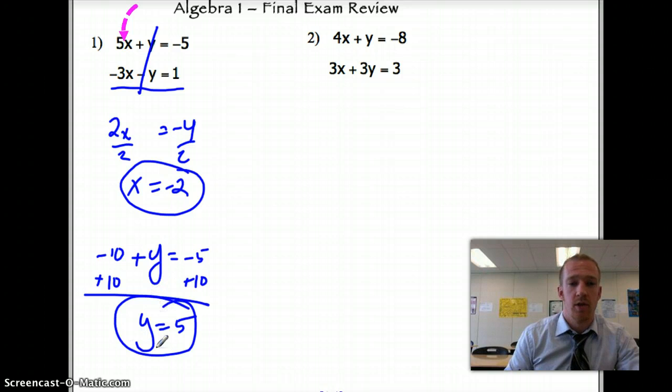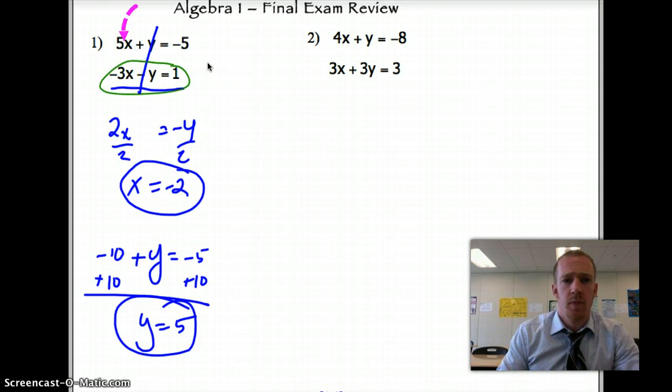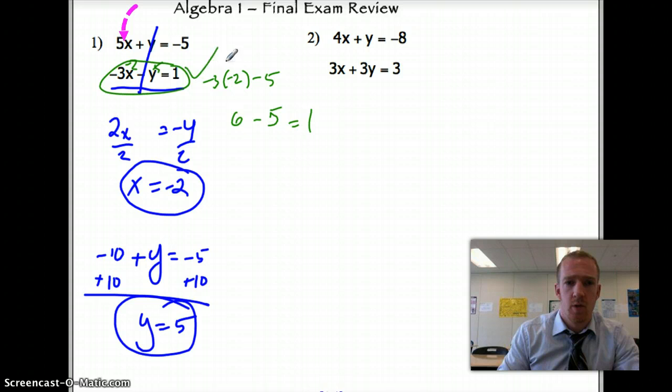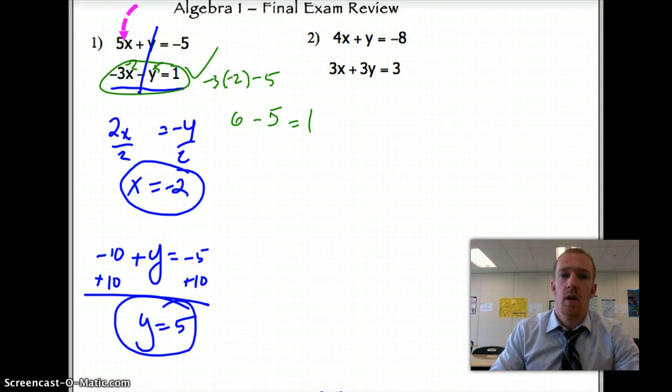To check our answers, we can go back and plug it into the other equation. So we can get negative 3 times negative 2. So plugging in negative 2 for x and 5 for y, 6 minus 5 equals 1. So it works, so I must have done it correctly.